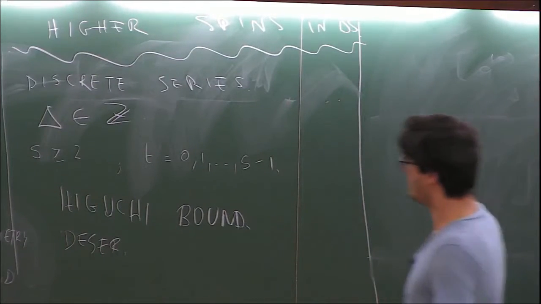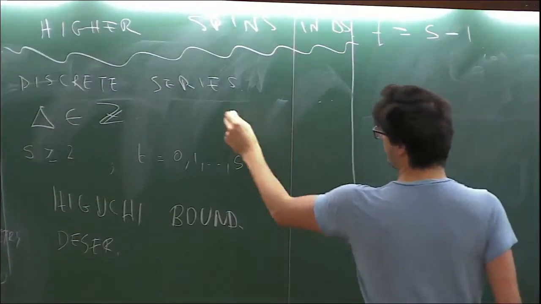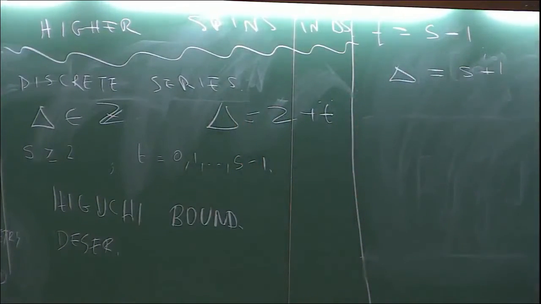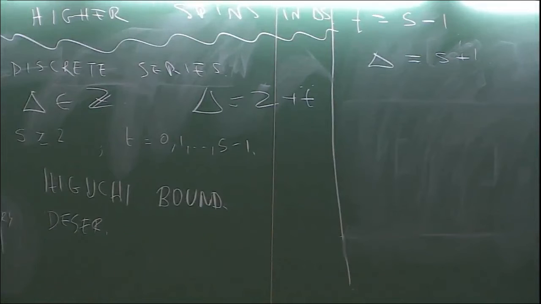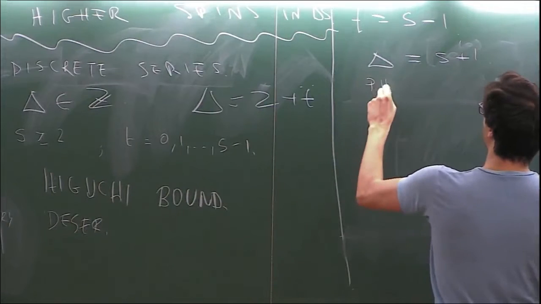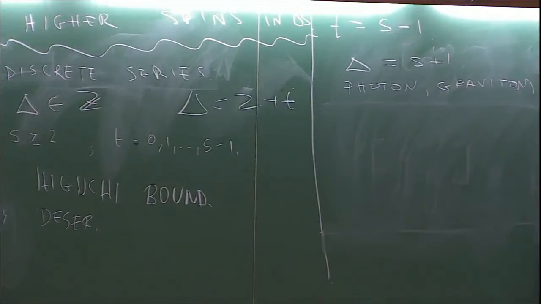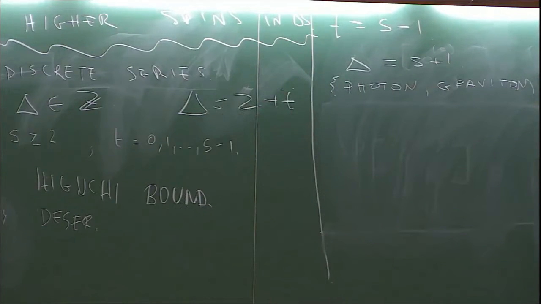And when t is equal to s minus 1, so just to give you the general formula, delta was 2 plus t, delta becomes s plus 1, or the shadow weight. And of course, that's the dimension of a conserved current, and that is indeed a massless particle in de Sitter. So a photon, a graviton, and massless gauged higher spin particles in de Sitter transform under these representations, the maximal depth discrete series representations, okay?